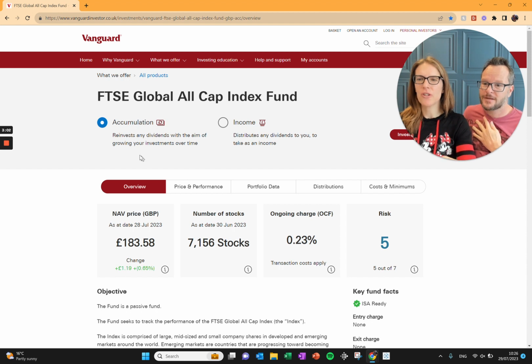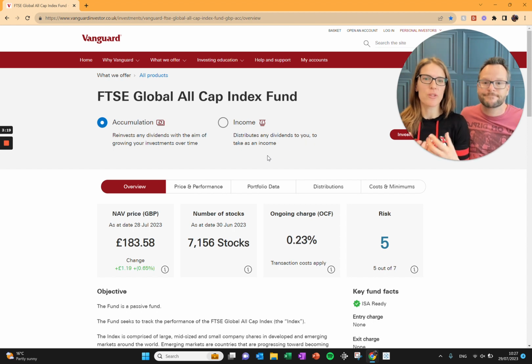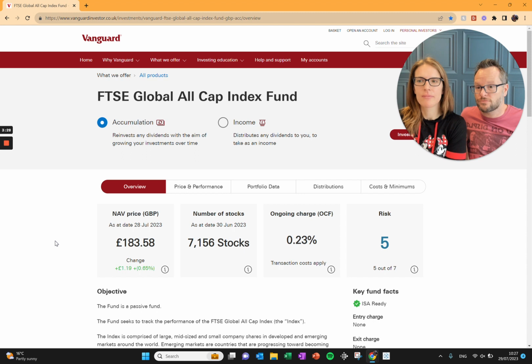I just wanted to draw your attention as well to this bit at the top. So every index fund will have 2 different types of units. 2 flavours. You've got accumulation, and you can see there it says it reinvests any dividends and keeps it growing over time. And then it's income, which distributes dividends to you, and you take that as income. So it puts cash in your account, and then you can withdraw it and do whatever you want with it. Yeah, so when you're investing, you probably want the accumulation version because you're not withdrawing from it. And then when you retire and live off your portfolio, you want the income version.